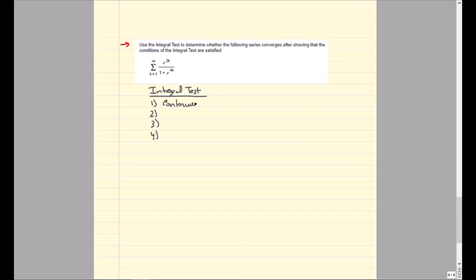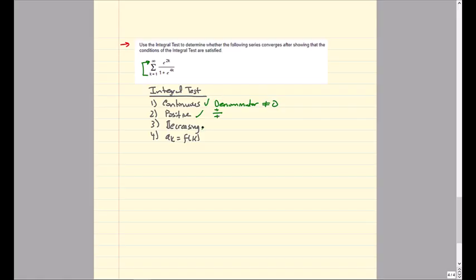Continuous, positive, and decreasing. And then, of course, that given almost at the bottom would be that a of k is equal to f of k. So is this continuous? And the answer would be yes, because the denominator does not equal 0, ever, from k equal 1 to infinity. Is it positive? Yes, because I have an exponent up here, this e to the 2k, that'll always be positive, and the denominator will always be positive, so the overall fraction is positive.